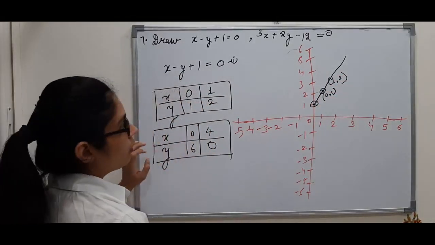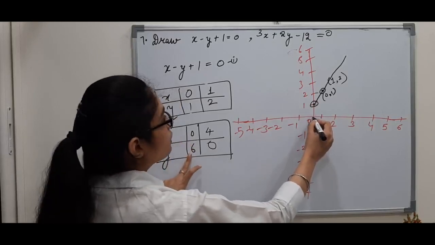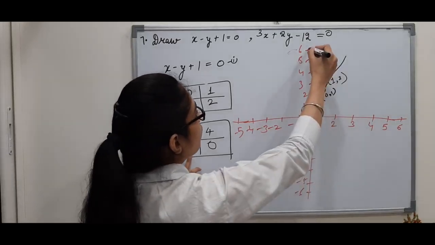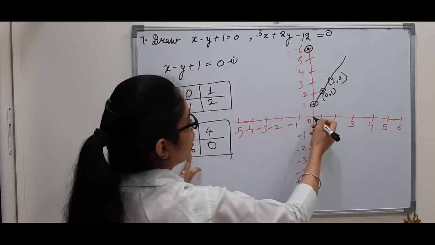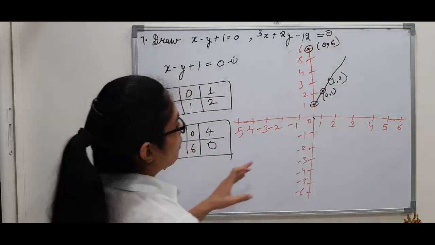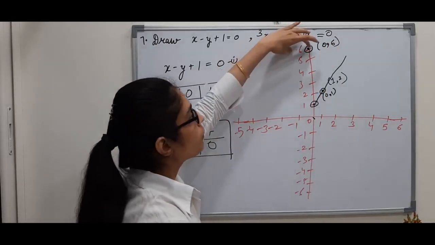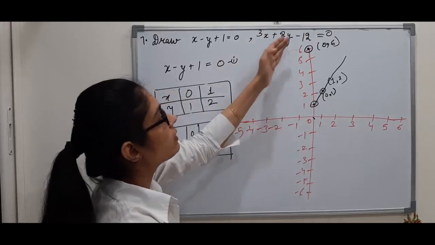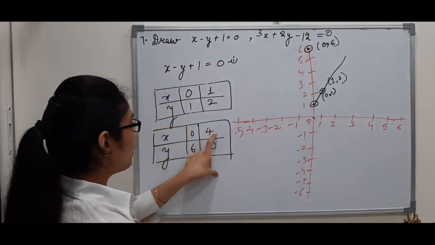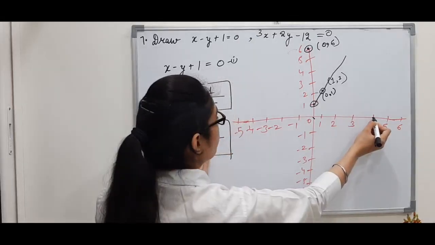Now let's do it for the other equation. x equals 0, y equals 6. So it will be here somewhere. So 0, 6. Because if x is 0, the point will lie on the y-axis only. So y equals 6, so here it will lie. x equals 4. Here your x is equal to 4 and y equals 0.